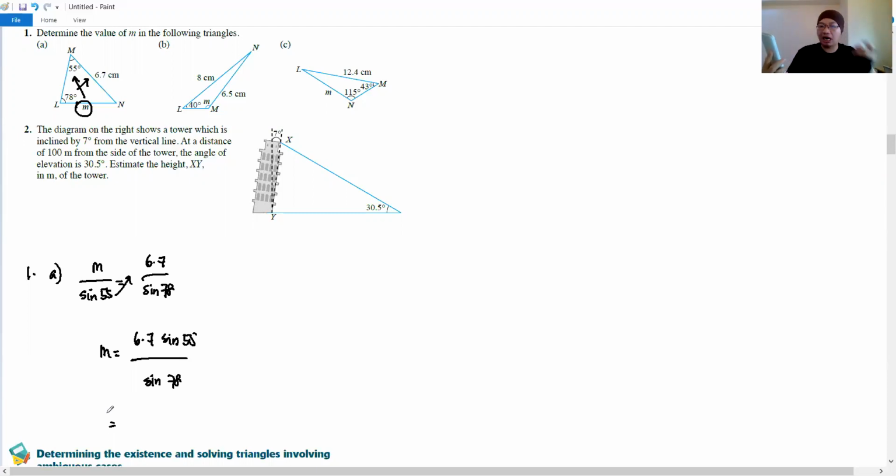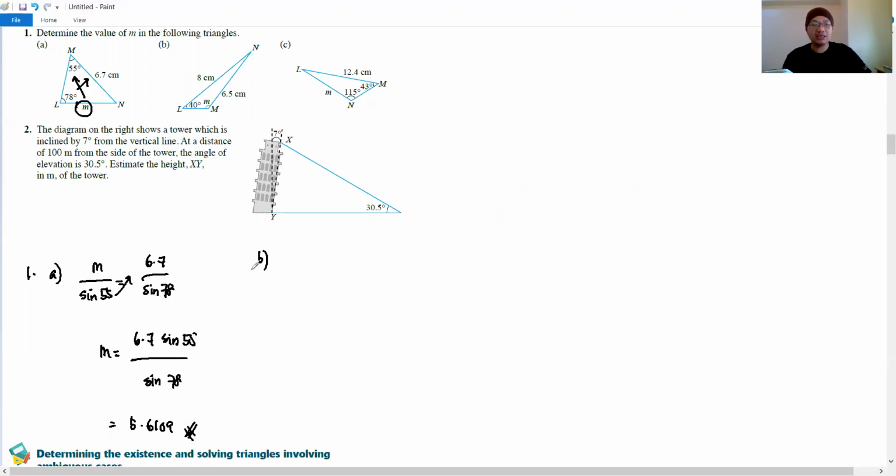6109. I round off to 4 decimal places, so 5.6109. Please double check whether my calculation is correct against the textbook answer. Okay, so that is number 1A.